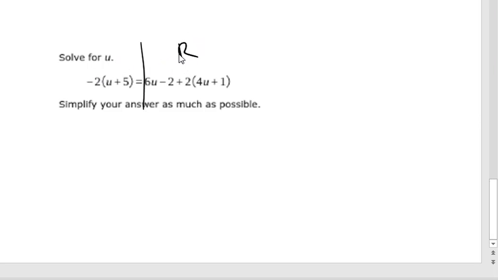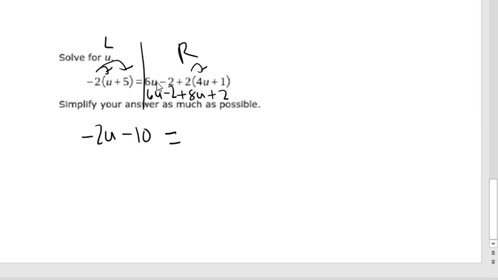So here's our right side. Here's our left side. On the left side, we need to distribute the negative 2. So that's negative 2u. Subtract 10. Equal to. On the right side, we have 2 times 4u, which is 8u. 2 times 1, which is 2. And we want to distribute first. Now, after we distribute, we combine like terms, okay?